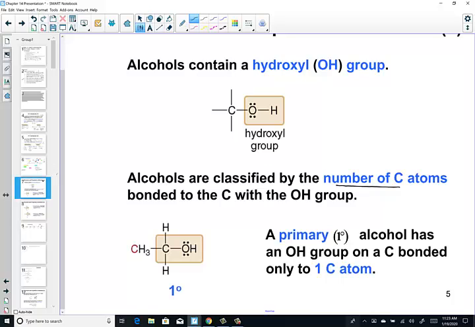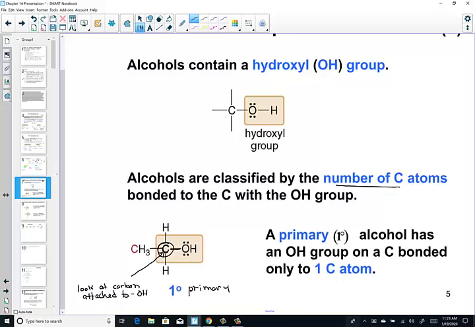All right, here's a picture where I have a carbon attached to just one other carbon, and it leads to the hydroxyl group. When I want to classify an alcohol, I look at the carbon that's attached to the hydroxyl group. The carbon that's attached to the OH group is attached to just one other carbon. That's the definition of a primary alcohol.